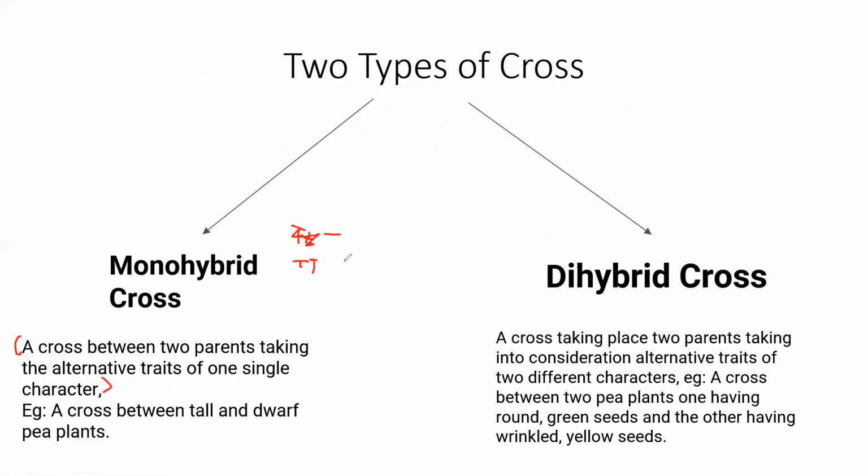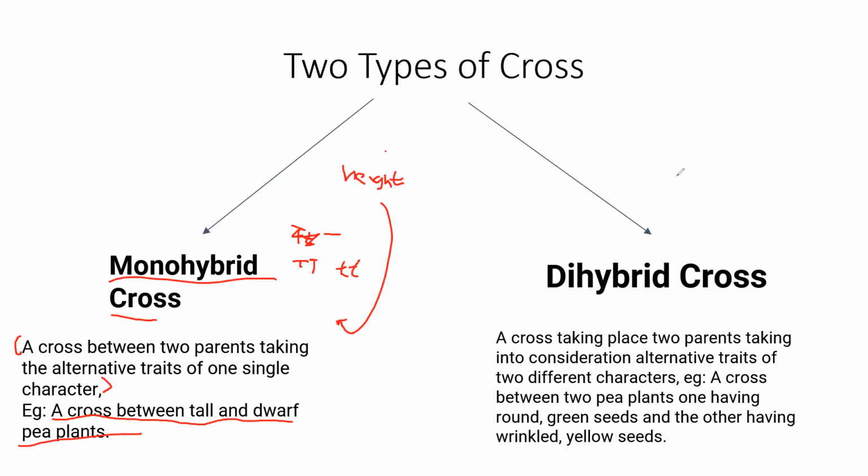Over here, you're only considering one character, tallness and dwarfness. They are paired under one category, that is height. So height is the only character that you're looking at in this cross. You're only considering one pair of contrasting characters in monohybrid cross. Again, you can see the example: a cross between tall and dwarf pea plants.